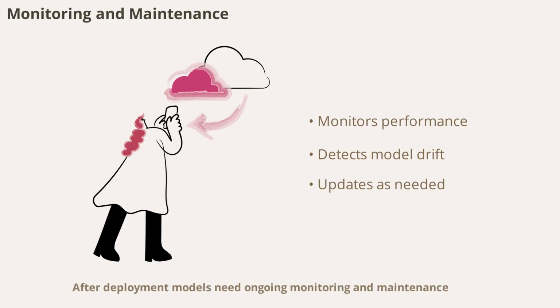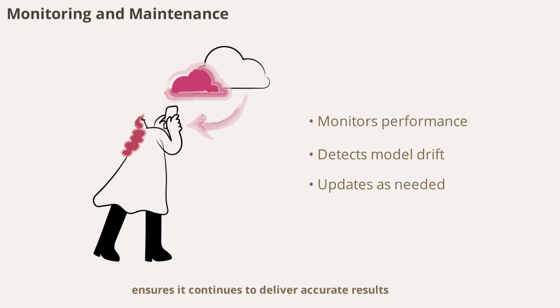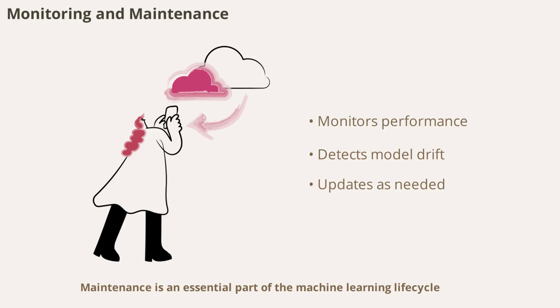After deployment, models need ongoing monitoring and maintenance. Data can change over time, leading to a phenomenon called model drift. Regularly checking performance and updating the model ensures it continues to deliver accurate results. Maintenance is an essential part of the machine learning lifecycle.